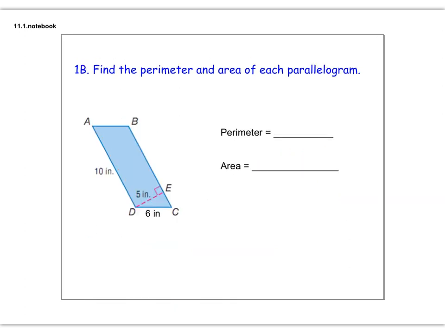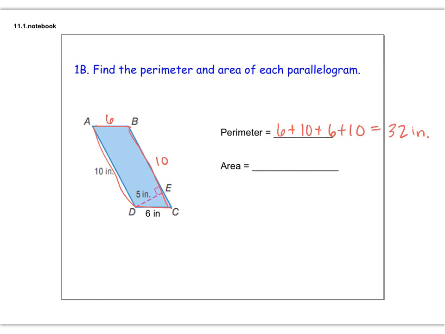Okay, so let's try one more time. Let's get the perimeter. Remember, this is a parallelogram. Opposite sides are congruent. So this side is 6, this side is 10. So we're just going to add 6 plus 10 plus 6 plus 10 to get our distance around the outside of the object, the perimeter. And that adds up to 32 inches.